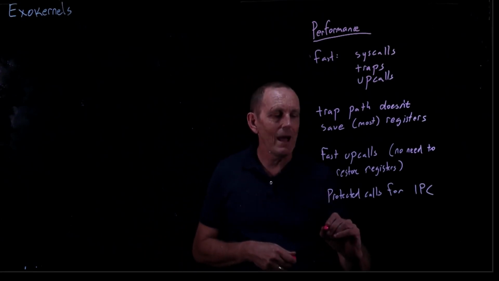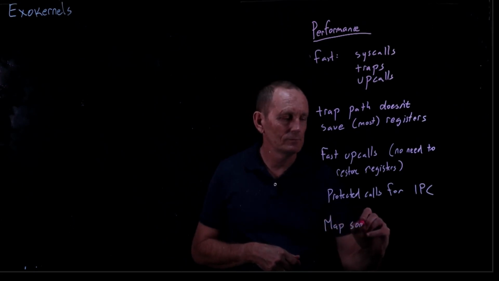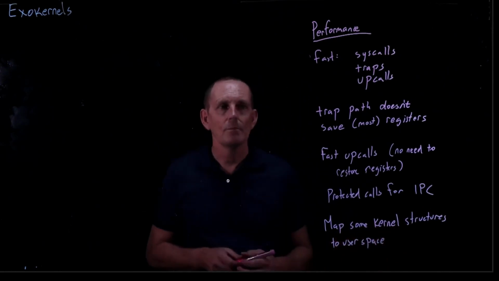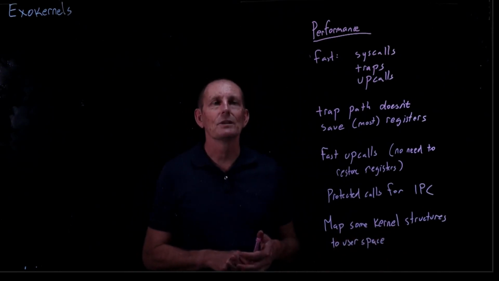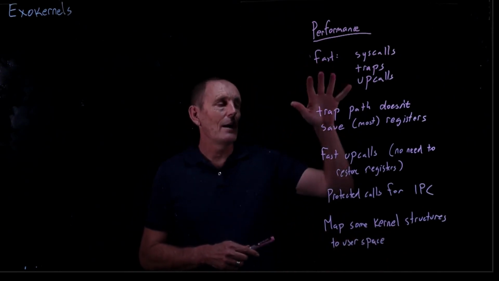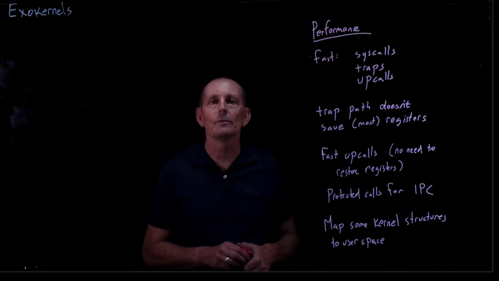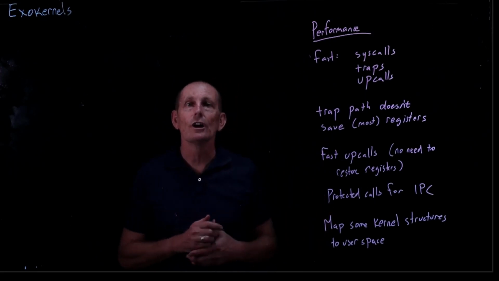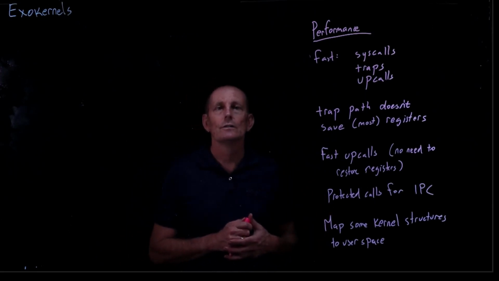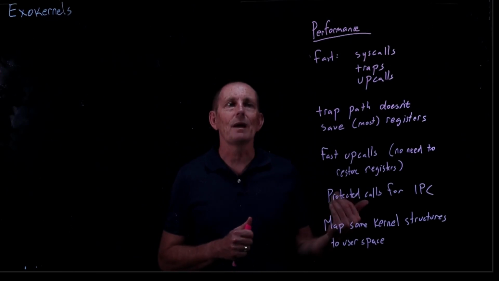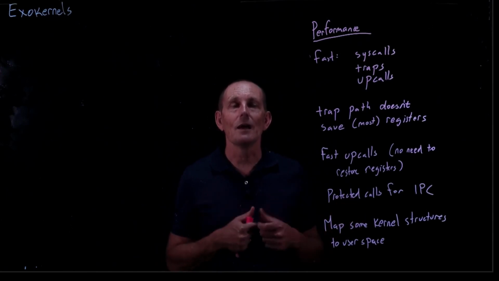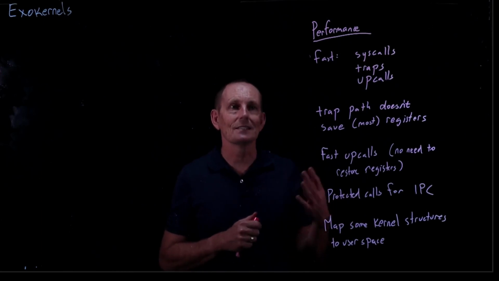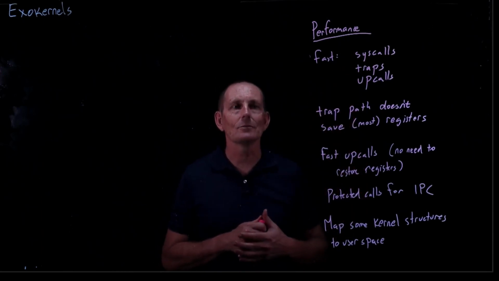And finally, we're going to map some kernel structures to user space. Most of those are going to be read-only, right? But at least the application can know what it is without having to make a system call. Simple example, if I had some sort of a data structure of what the free pages are, right, the free physical pages, then I could map that read-only into user space. And so as an application, if I want to know what those are, I just go read the data structure. I don't have to bother making a system call, even if it is a relatively fast system call.